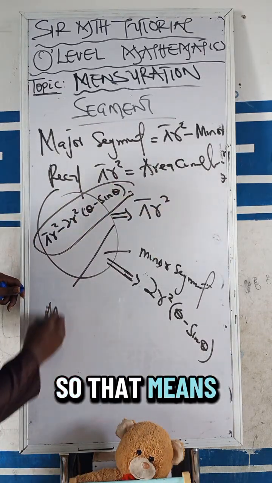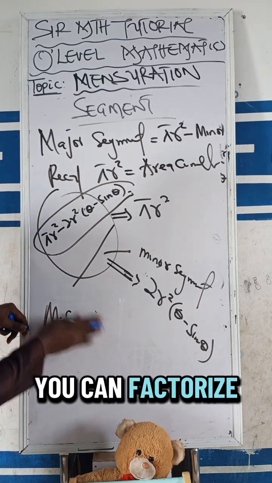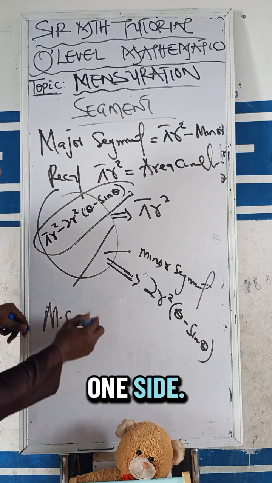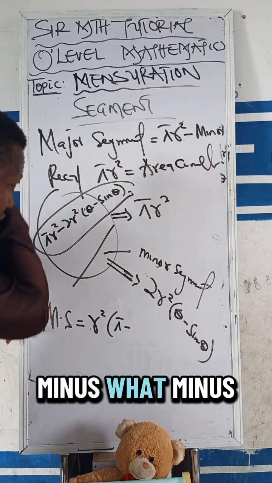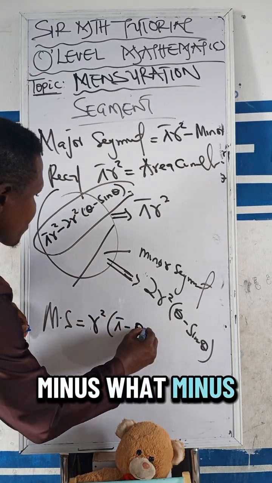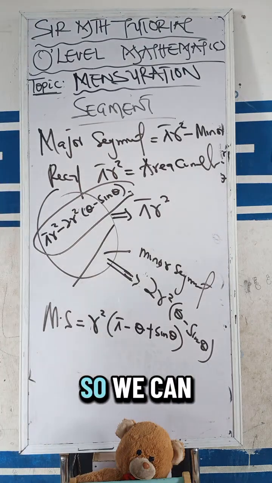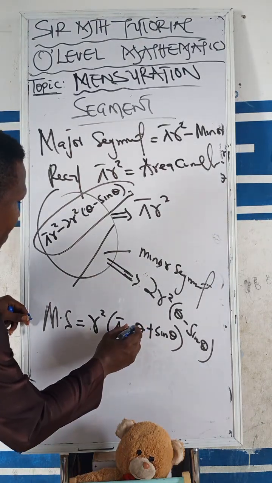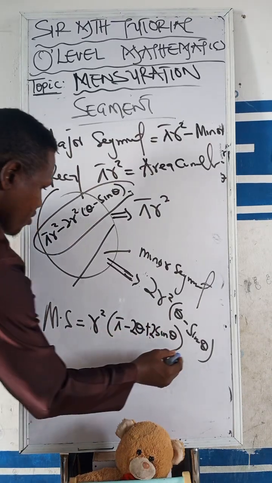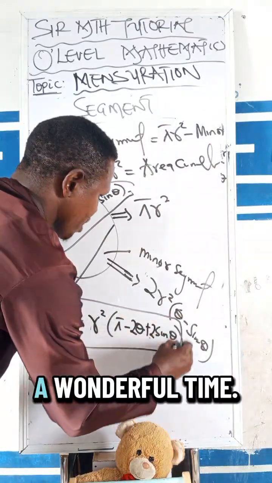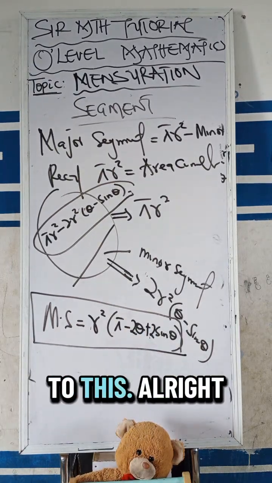So that means the major segment is equal to pi r squared minus that. You can factorize, and then we have 1 over 2 r squared into 2 pi minus theta plus sine theta. That is all. So do have a wonderful time as we keep solving. Let's solve some questions relating to this.